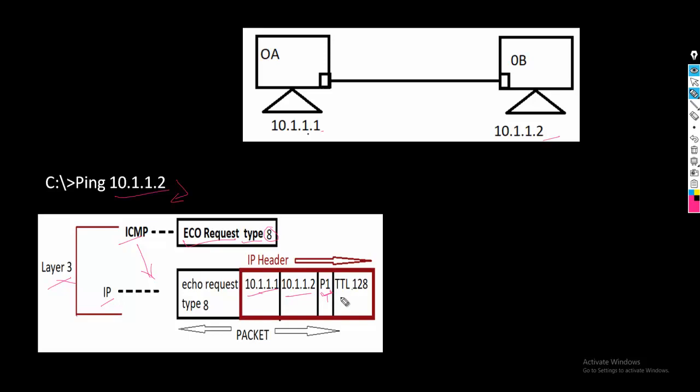Along with all this information, the IP header will consist of the TTL value, that is time to live. The TTL value depends on the operating system which you are using. The TTL value of Windows operating system is 128. The TTL value of Linux is 64. And if you are using Cisco IOS devices, then the TTL value is 255. Here we are using the Windows operating system, so we'll be using a TTL value of 128. After adding the IP header to the received payload, the whole information will be called a packet.